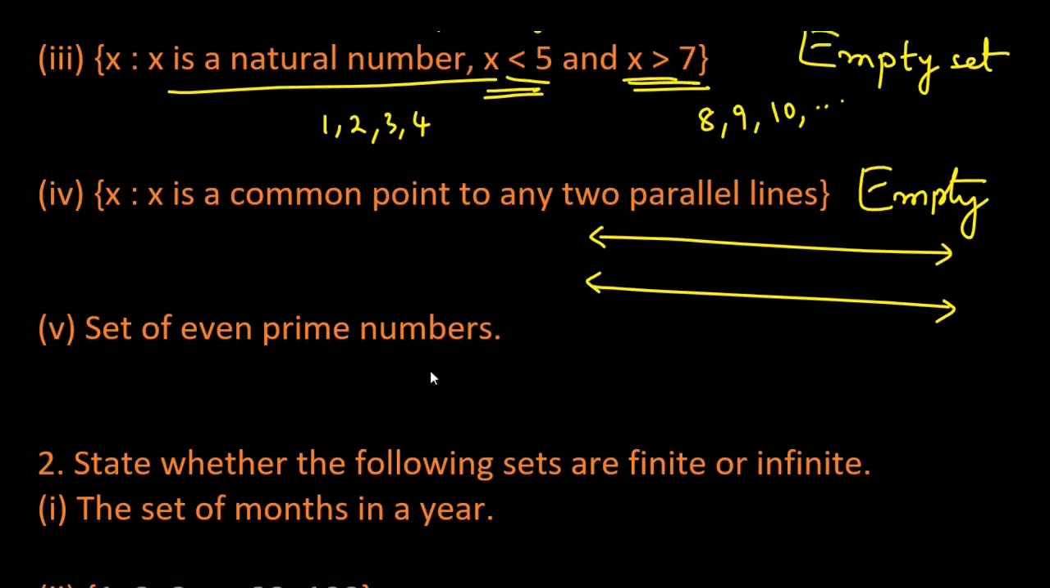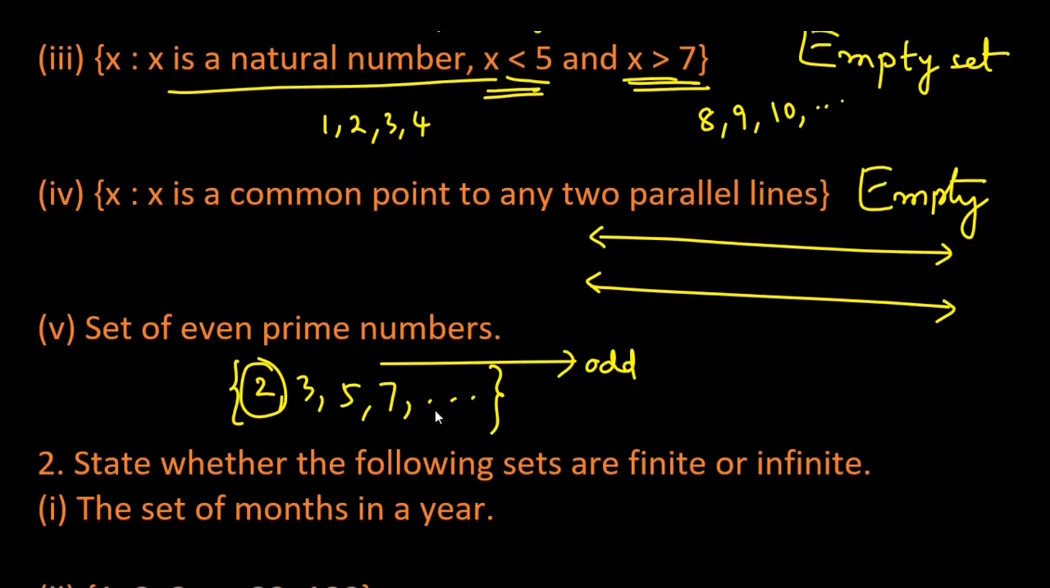Fifth one, the set of even prime numbers. The prime numbers are 2, 3, 5, 7, etc. Except 2, all the prime numbers are odd prime numbers. We have only one even prime number. 2 is the only one even prime number. The set of even prime numbers is {2}. Set having 2. So this is not empty.